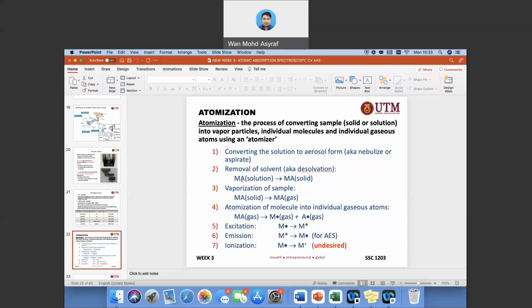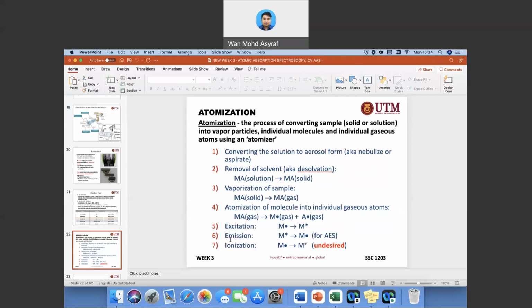So M a solution becomes M a solid because you have taken away the solvent, which in this case is water. Then vaporization, from solid it becomes gas, and then atomization, it will become M gas and A gas, into individual gaseous atoms. After it has become a gaseous state, the fifth step is the excitation step, from the ground state to an excited state. The excited state is represented by this asterisk.